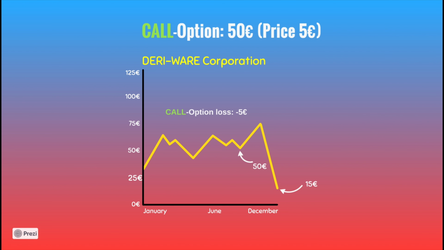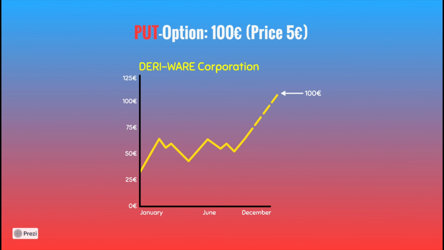Okay, next we're interested in a put option on the stock. Here, we first purchase a put option with a strike price of 100 euros at a cost of 5 euros. The put option grants us the right to sell the stock at a price of 100 euros. In our example, the stock is only trading at 75 euros and does not reach any value above that, as indicated by the dotted line.